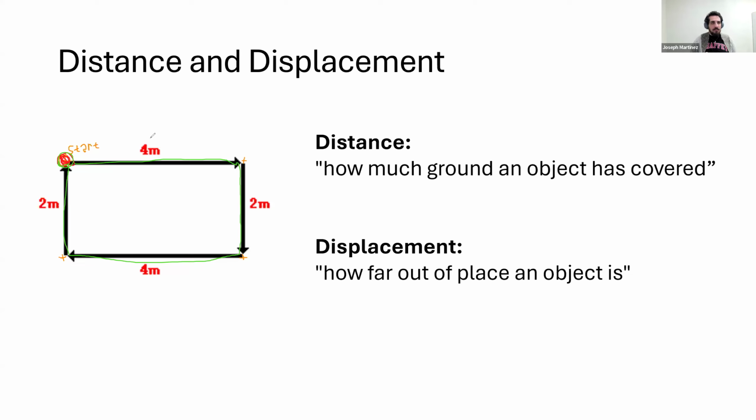How far out of place is it? Well, it's exactly in place. So in this case, it's 0 meters away from where it began. It's 0 meters out of place. So we would say that the distance traveled is 12 meters. However, the displacement is 0 meters, and that's perfectly fine. It's okay to have something that has 0 meters of displacement. That doesn't mean it didn't move, it just means it's exactly where it began.